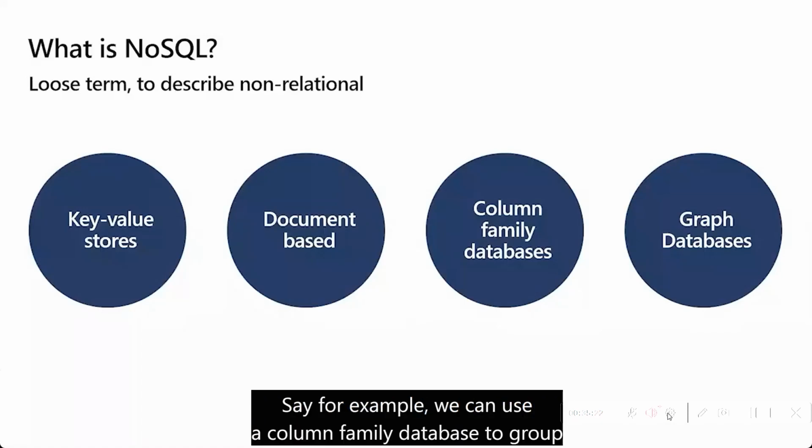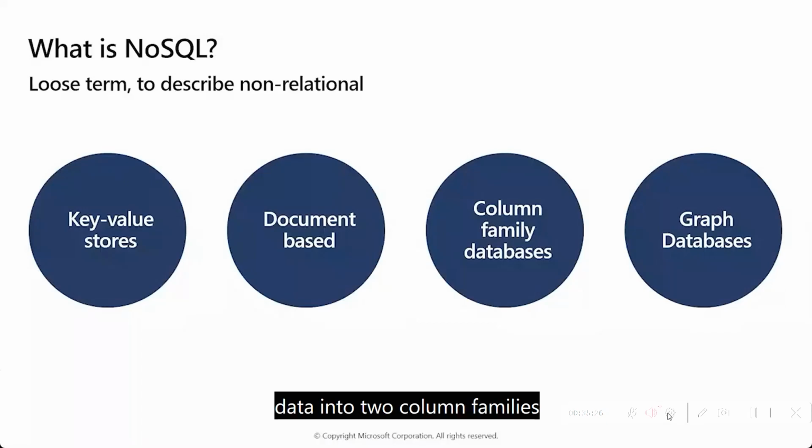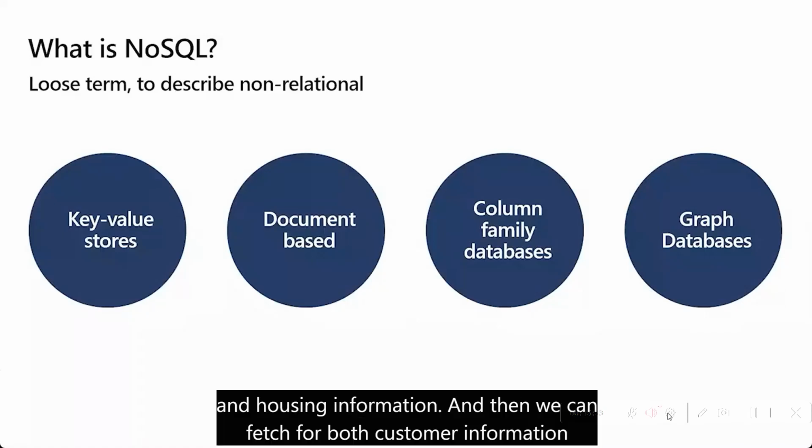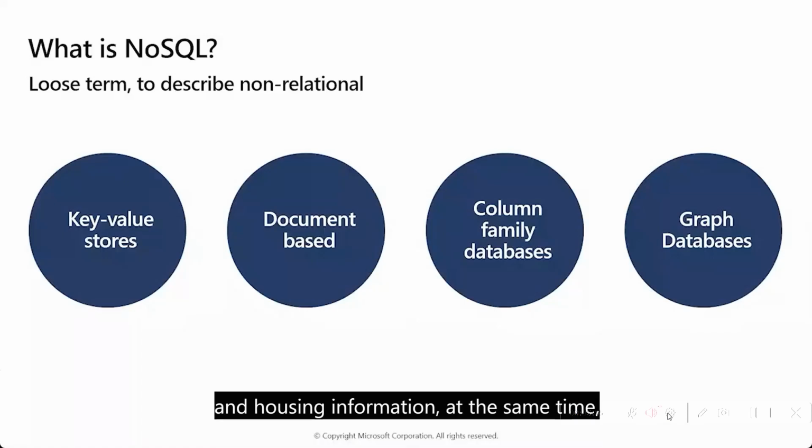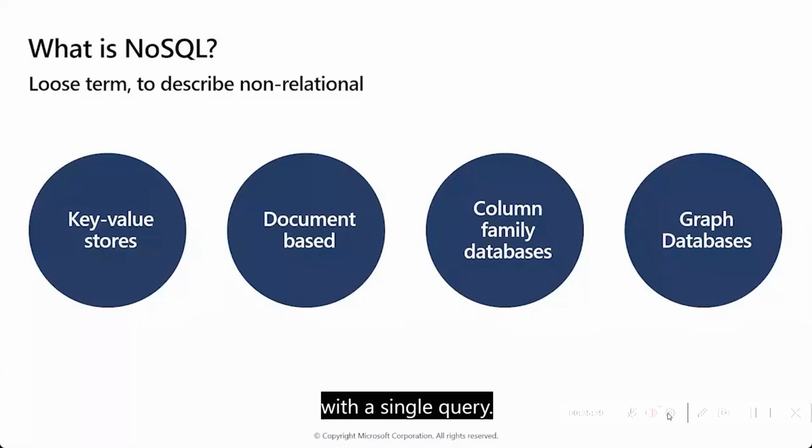Say, for example, we can use a column family database to group data into two column families that might hold both customer information and housing information. And then we can fetch both customer information and housing information at the same time with a single query.